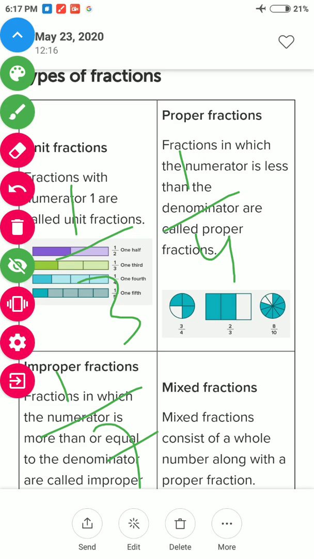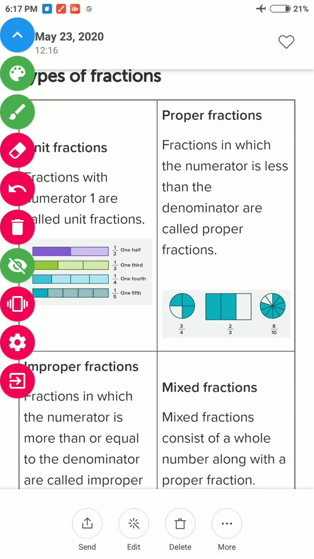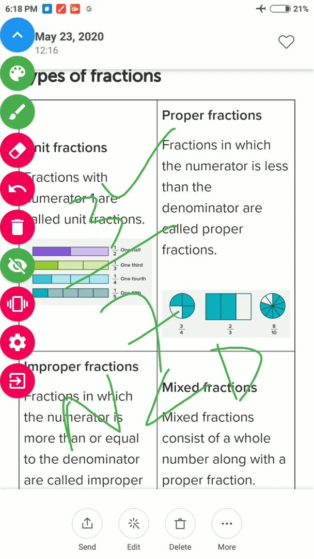The next type is the proper fraction. Proper fractions are the fractions in which the numerator is less than the denominator. For example, 3 divided by 7 is a proper fraction. Here, the numerator is less than the denominator, because 3 is less than 7, so it is called a proper fraction. Those fractions in which the numerator is less than the denominator are called proper fractions. Also, proper fractions are less than 1.